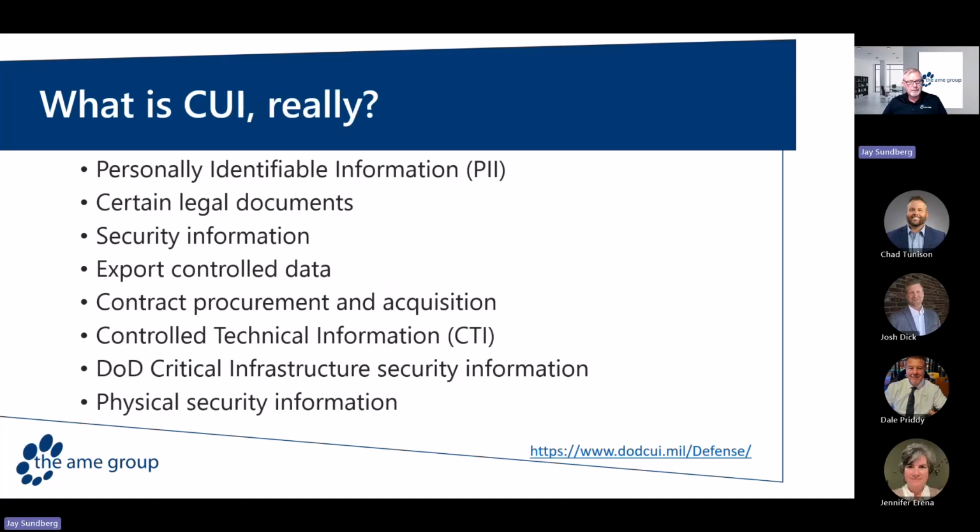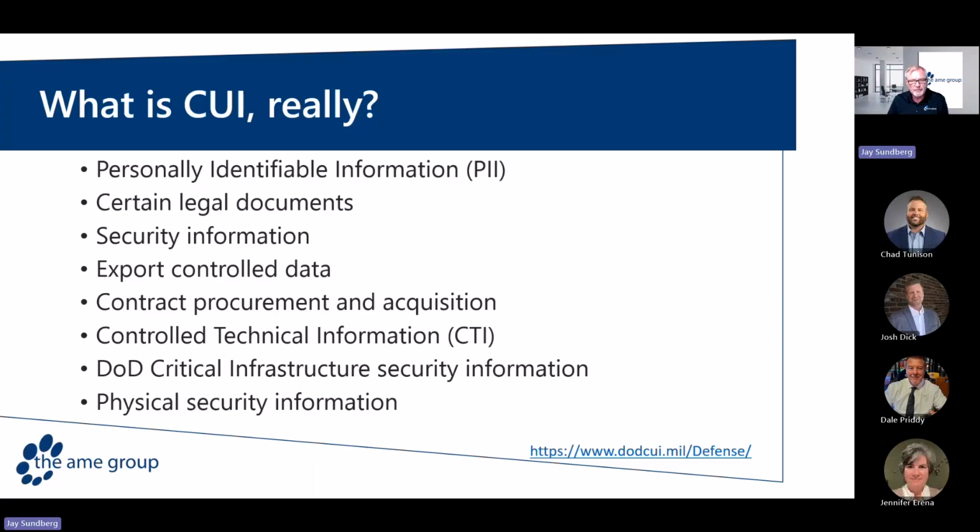But when we look at what is actually included in CUI, what is the type of information that I would expect to see that's going to be labeled CUI? These are some examples. But I want to point you here at this URL, www.dodcui.mil/defense. This gives the Defense Department's interpretation of the CUI that they will be providing in their contracts. The actual CUI registry is maintained by NARA, I forget what it stands for, National Archives and Records Administration. But it's very broad and not detailed at all.